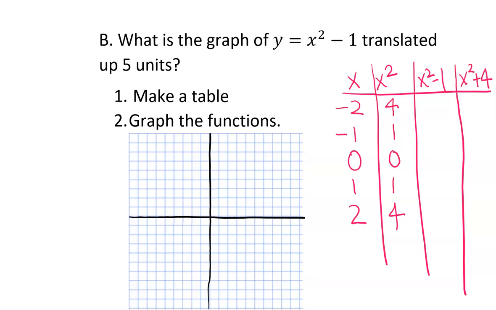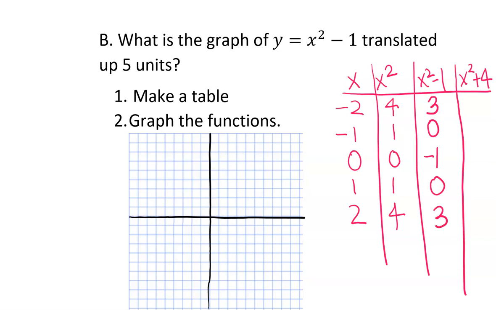And then if we take those values and we subtract 1 from them, we're going to take our x squared column and just subtract 1. So 4 minus 1 would be 3. 1 minus 1 would be 0. 0 minus 1 would be negative 1. 1 minus 1 would be 0 again. And 4 minus 1 would give you 3.